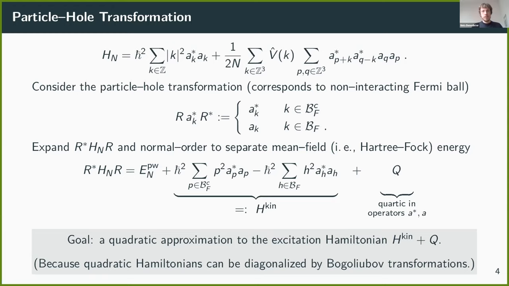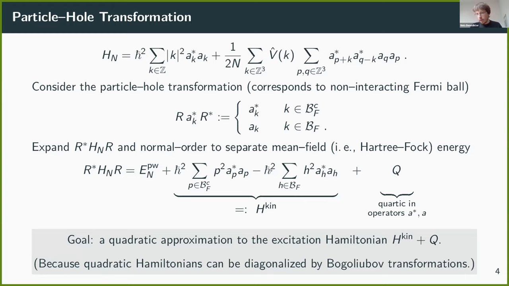Now, okay, transform H_n, expanded as far as possible, normal ordered. And you notice this nice thing that by doing so, you separate the mean field energy, which is the Hartree-Fock energy for fermions. So you'll find this Hartree-Fock energy according to the plane wave Fermi ball, and then you get the transformed term. What you observe here, for example, is that a particle p outside the Fermi ball counts still with kinetic energy p squared, as it should be, while a hole, making a hole inside the Fermi ball, counts with negative kinetic energy, minus h squared.